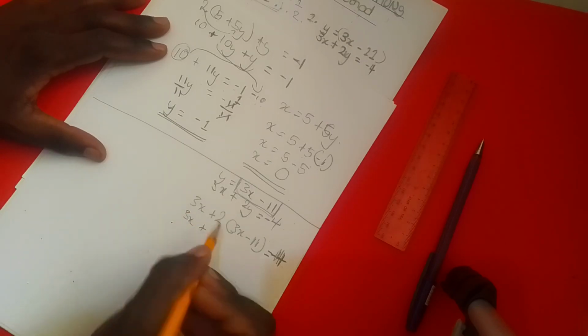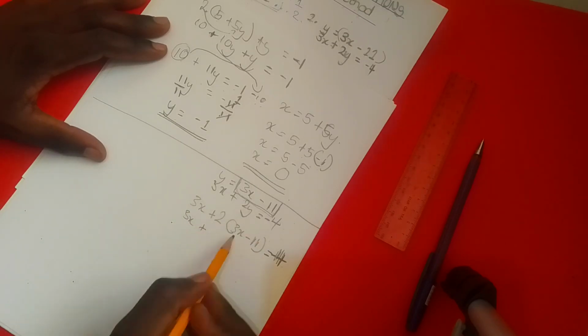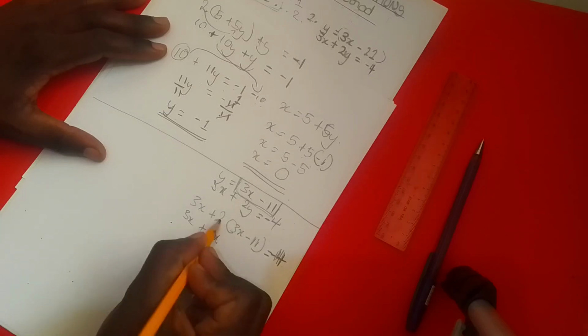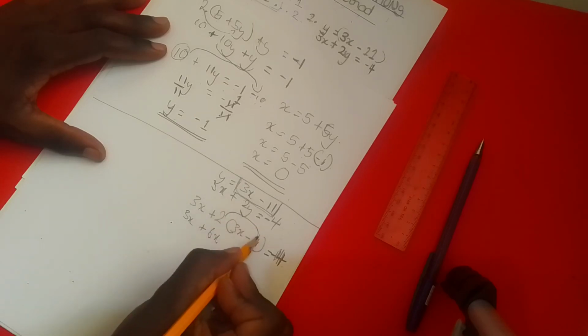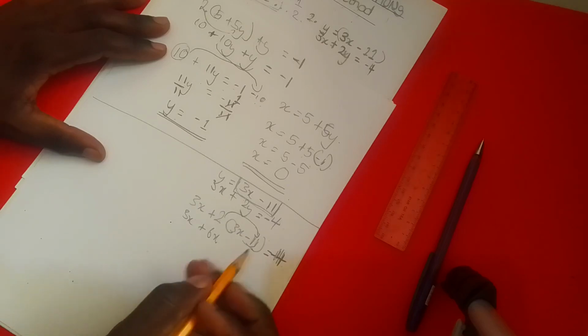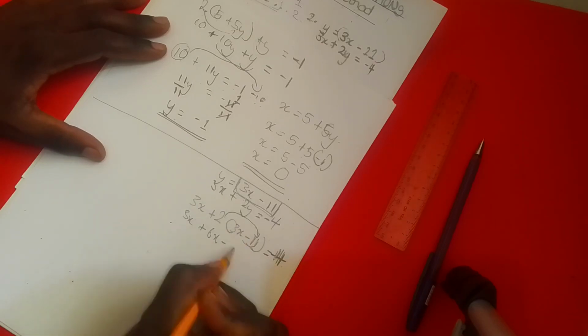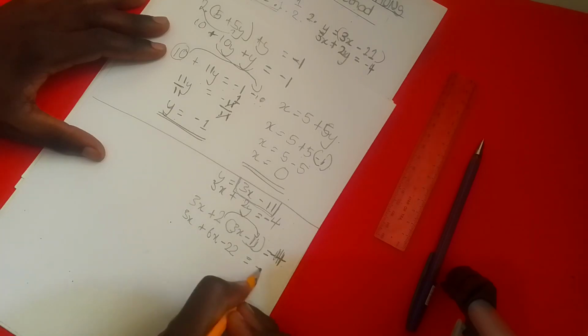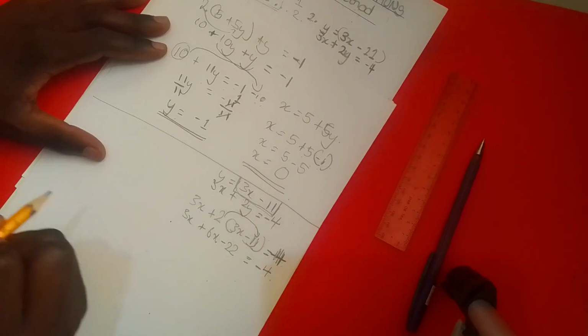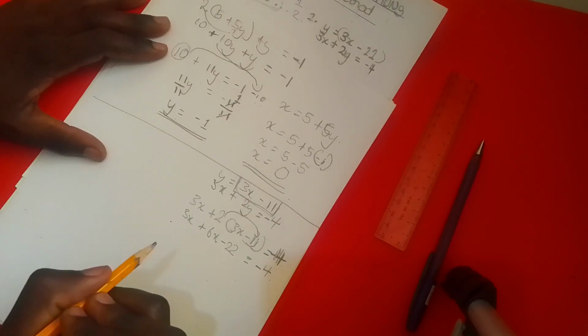3x, now we're going to expand this bracket. 2 times 3x is equal to 6x. 2 times negative 11 is equal to negative 22, okay? Which is equal to negative 4, right? So we are now doing simplification here, okay?